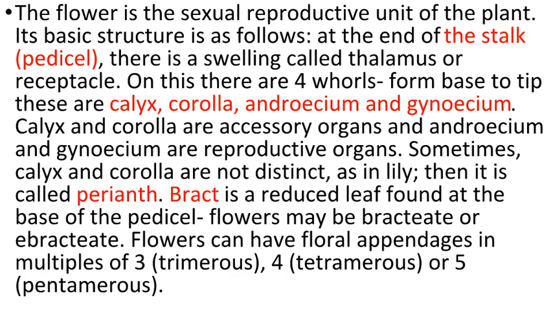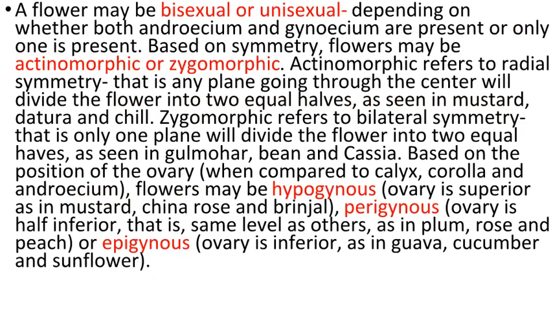Bract is a reduced leaf found at the base of the pedicel. Flowers may be bracteate or abracteate. Flowers can have floral appendages in multiples of 3, trimerous, 4, tetramerous, or 5, pentamerous. A flower may be bisexual or unisexual depending on whether both androecium and gynoecium are present or only one is present. Based on symmetry, flowers may be actinomorphic or zygomorphic.